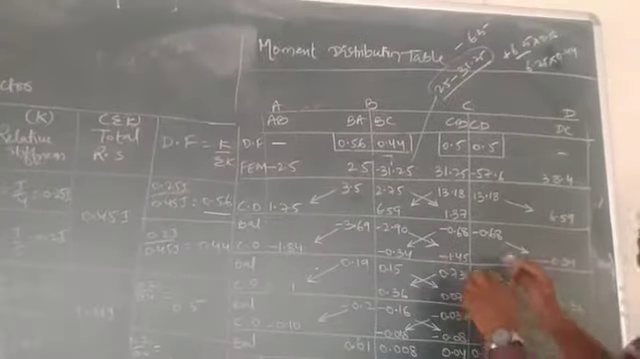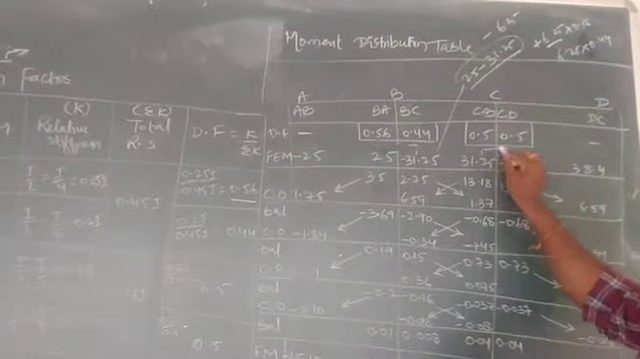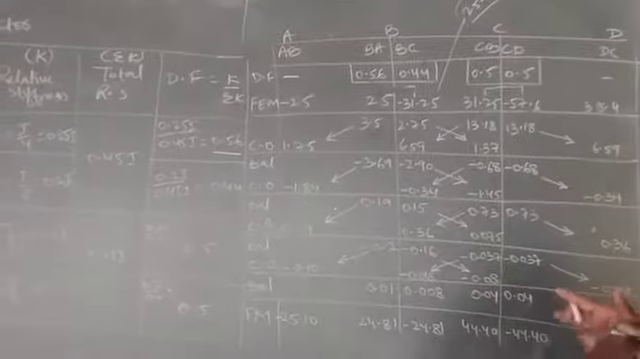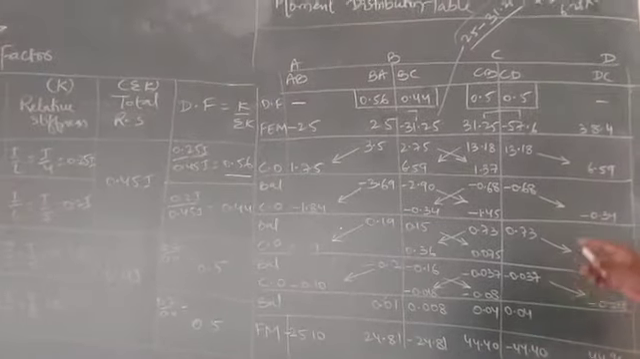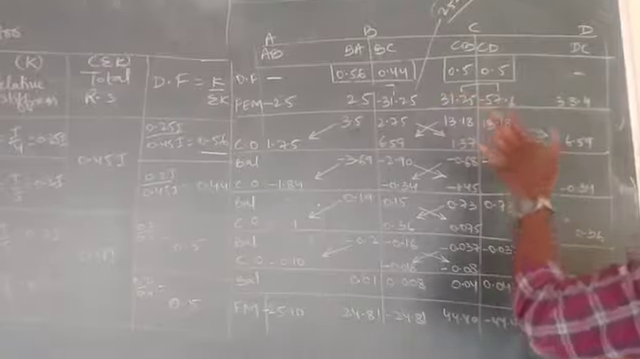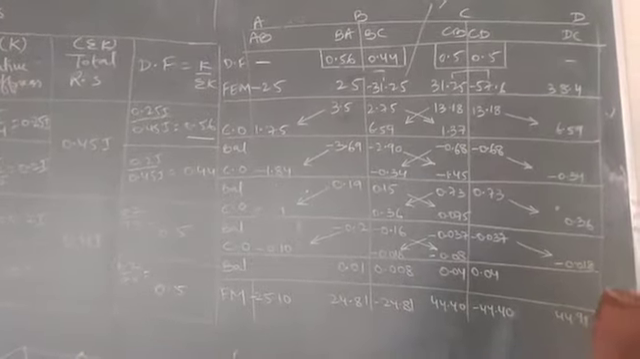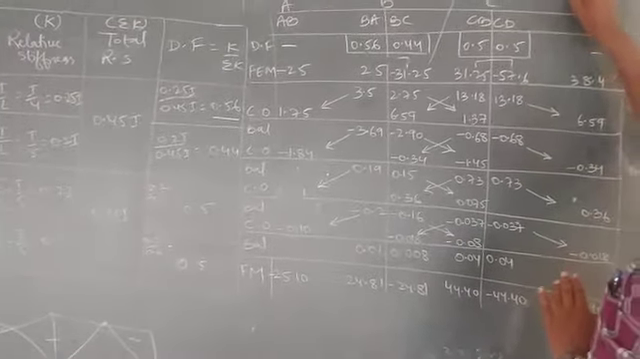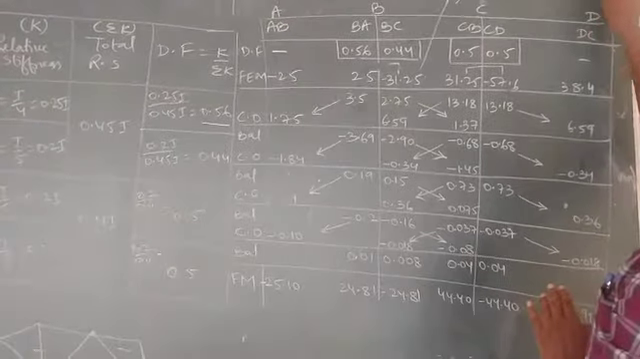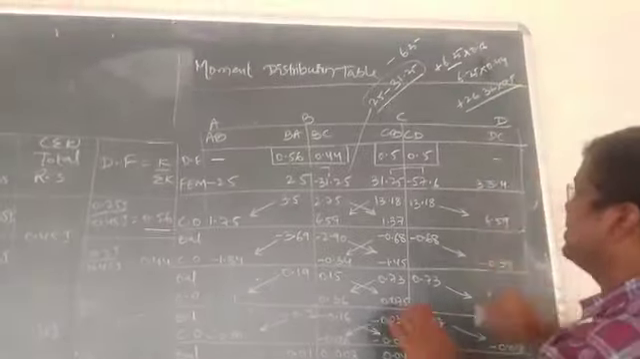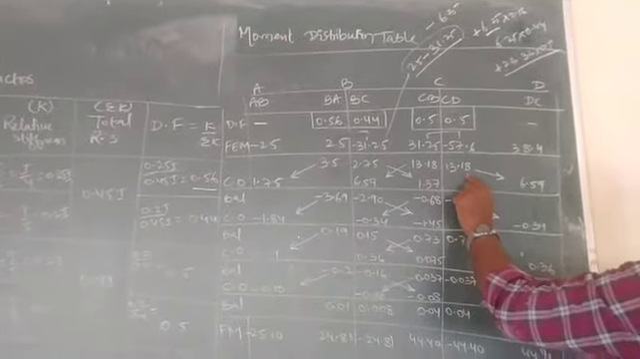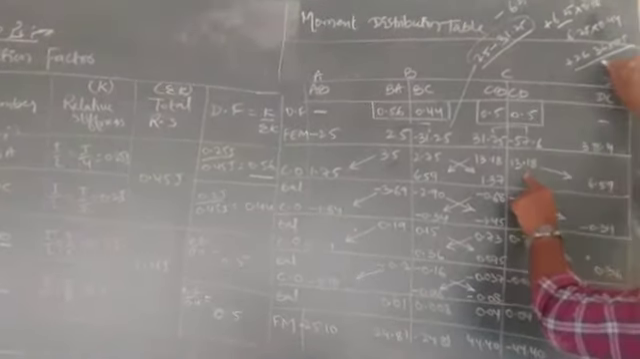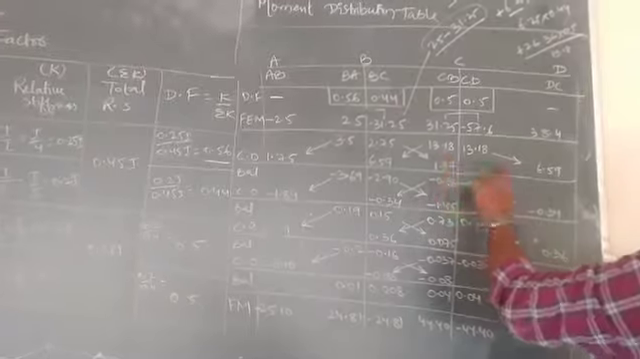Similarly, now add these two moments, it is 31.25 minus 57.6, it is around 26.36. The sum of these two is minus 26.36. Now balancing moment will be plus 26.36 multiplied by 0.5. When you do this, you will get 13.18 and 13.18, because both the distribution factors CB and CD are same. So both the sides will be 13.18.